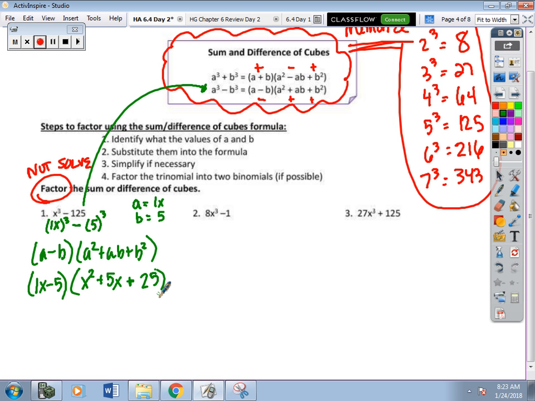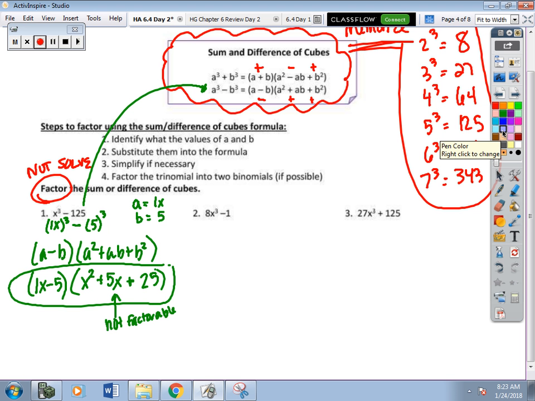So all I've done is taken each of these values and substituted them into my formula. This is your final answer for factoring. I will tell you that this is not going to be factorable, so don't waste your time trying to factor. I see a couple confused looks. They're questioning.